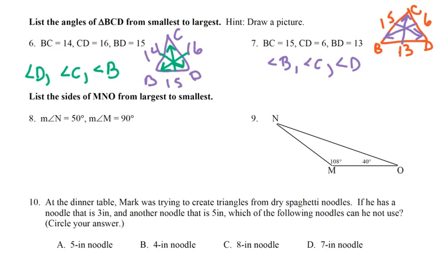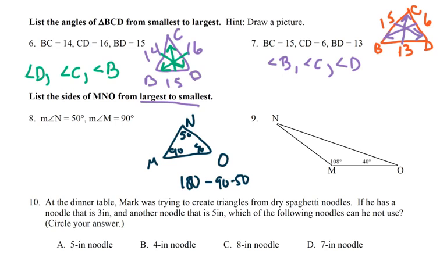Alright, so list the sides from largest to smallest. First I'm going to draw my triangle. For my first one, I'm going to have M, N, O. We know angle M is 90 and N is 50. So I have to do a quick triangle angle sum: 180 minus 90 minus 50, which will give me 40.